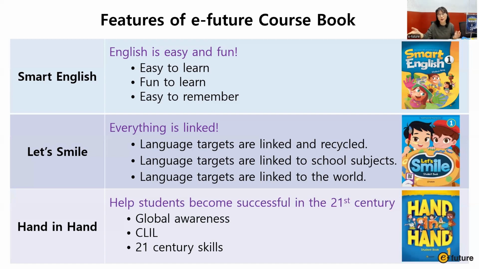You can choose Smart English if you want something fun and easy. You can choose Let's Smile if you want some CLIL, with fun and easy elements. You can choose Hand in Hand. It's still fun and easy, but it has global awareness, CLIL, and 21st century skills. If you want to check out the sample pages, remember we have sample pages on our website.